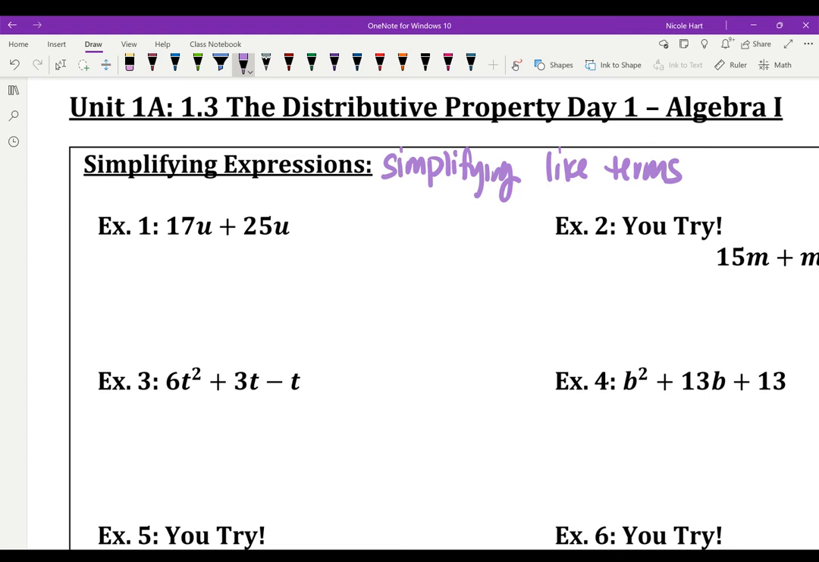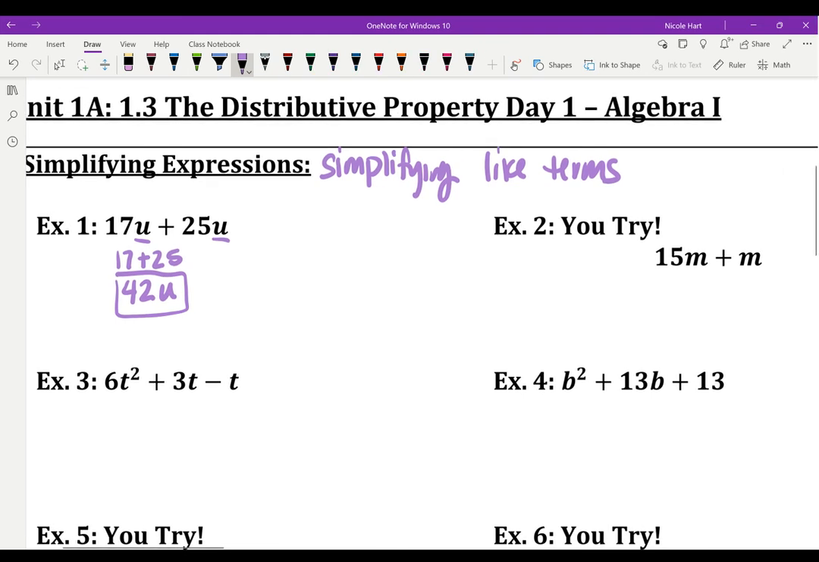example 1 says 17u plus 25u. Those u's are the same, so I can combine the first two pieces together. So we can take 17 plus 25, and you might need to use a handy dandy calculator if your mental math is a little rusty as we roll into the beginning of the school year. 17 plus 25 is 42. They both have a u, so they get a u on the end. So 42u is how to simplify that expression.